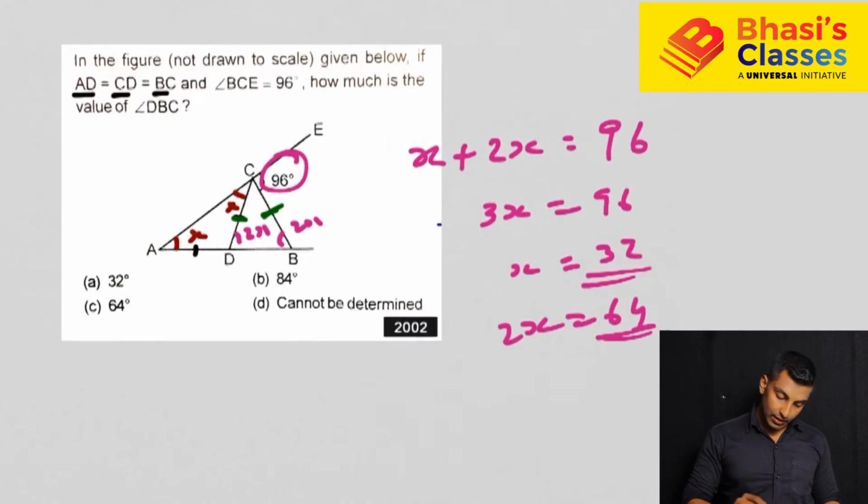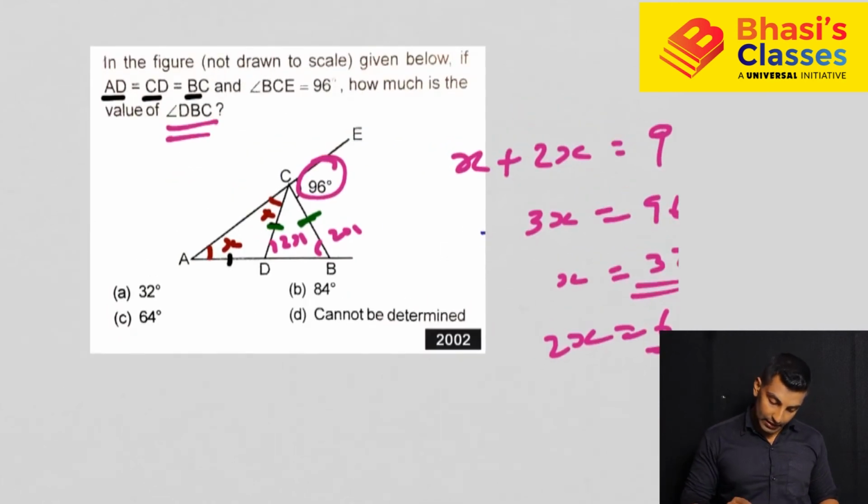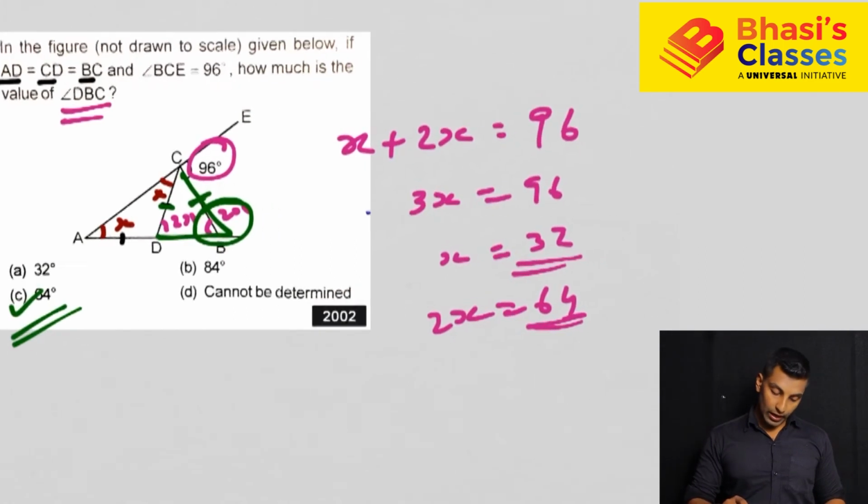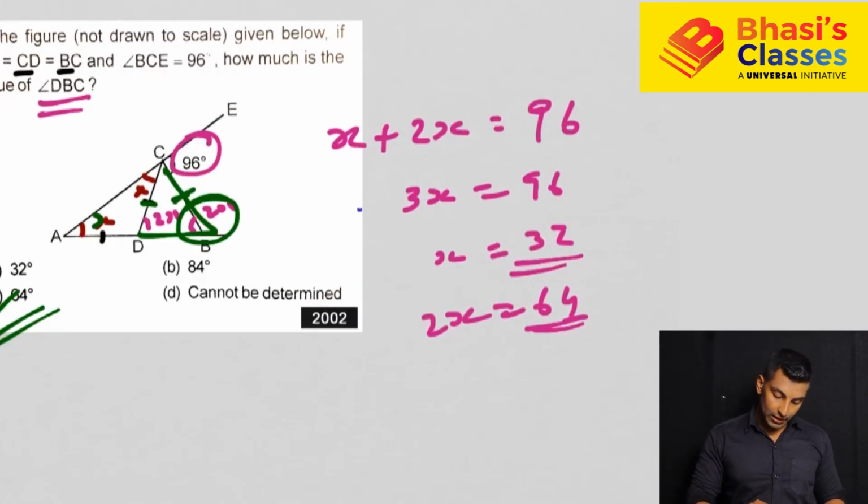And what is asked here? Angle DBC. Angle DBC in our assumption is actually this 2x. So what is the answer? 64. Very easy question. The only point is that you need to assume this as x. So this will be 2x. So if this is 2x, this will also be 2x because these two sides are equal.